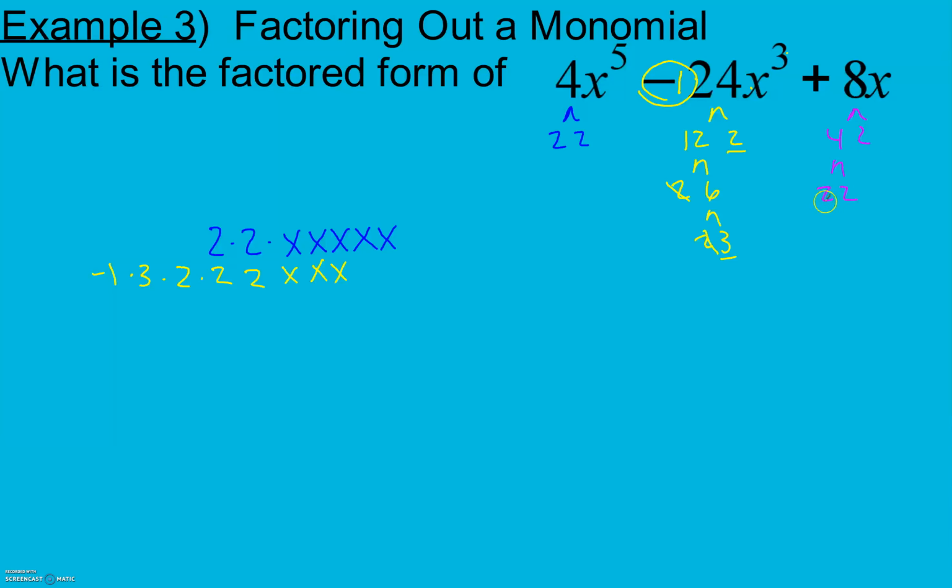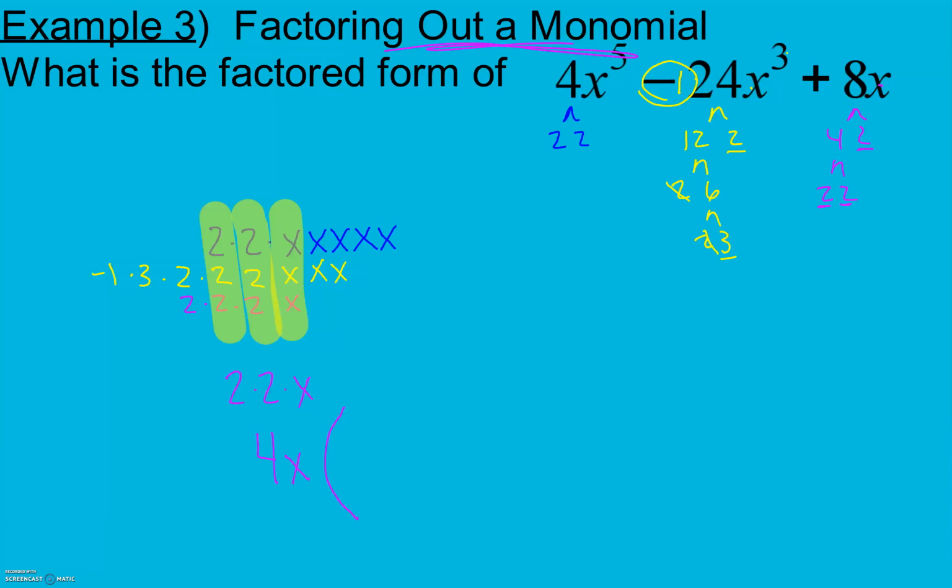And now we list our factors in our columns. I have a 2, a 2, and a 2. 3 2's. 2, 2, 2, and 1x. Our common factors here, I have a 2, and a 2, and an x. So my greatest common factor is 4x. I take that greatest common factor, and that's the monomial that I factored out.